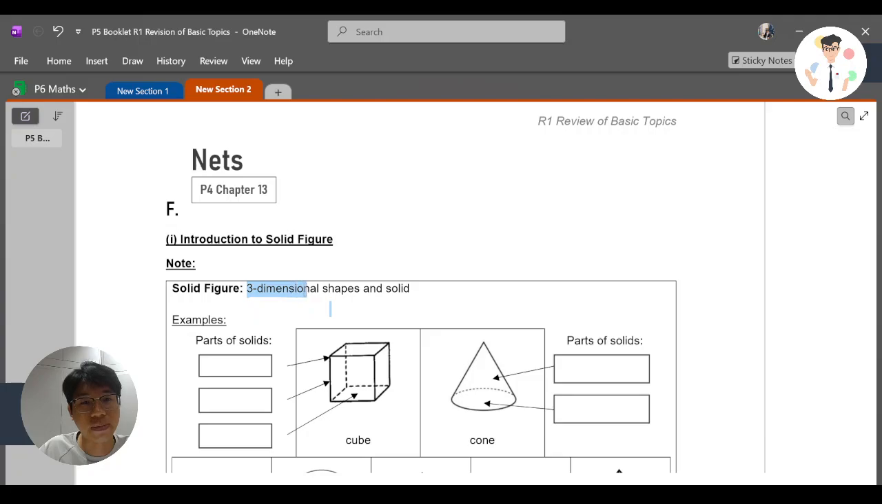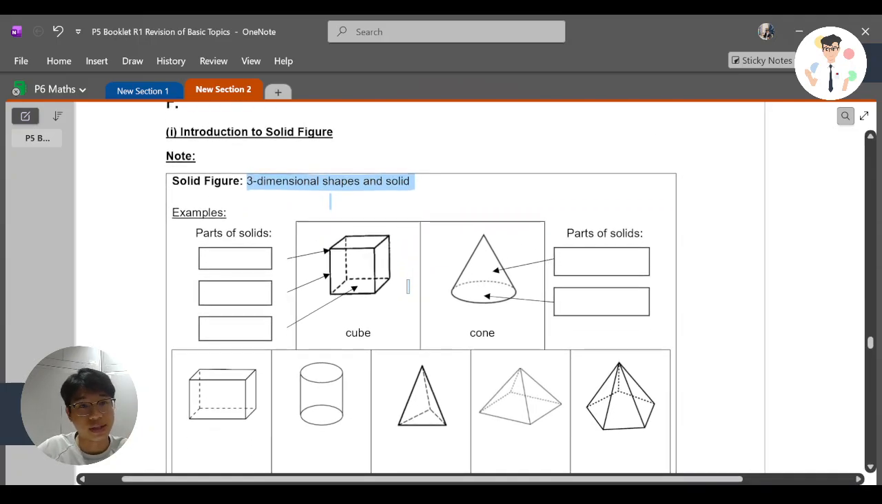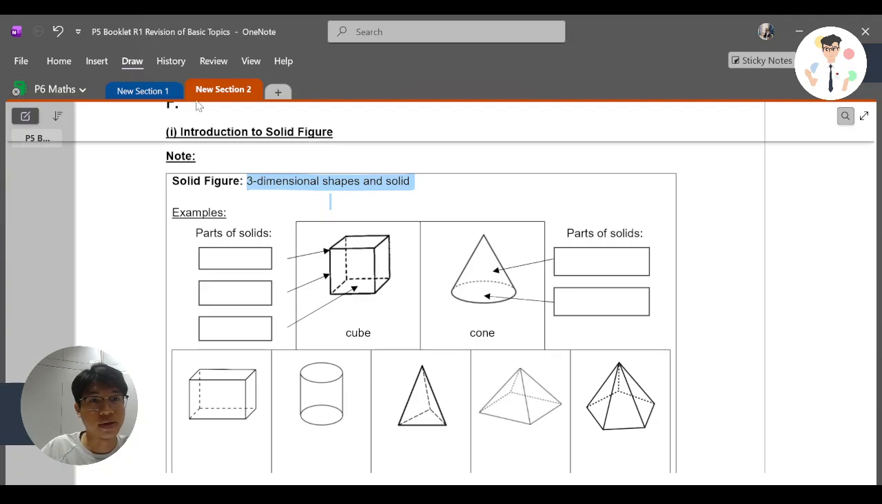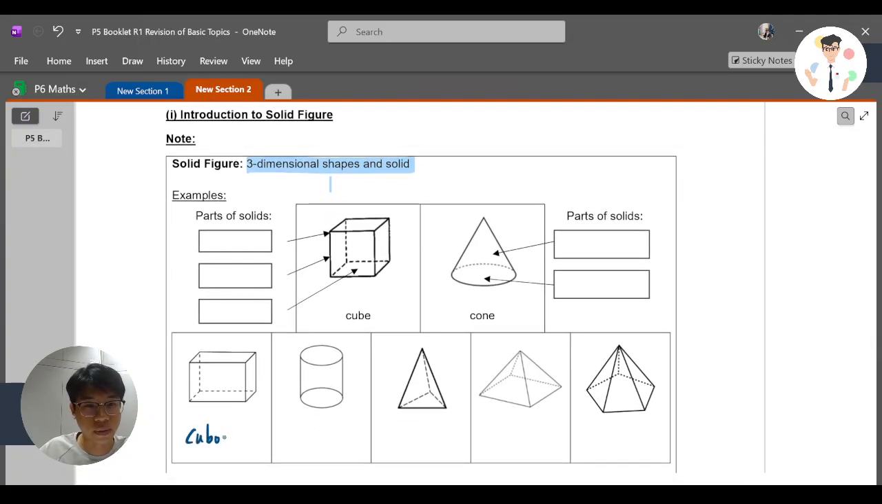is a three-dimensional shape, or a solid. So it's a three-dimensional shape, okay, or a solid. And some of the examples that you can see are like a cube or a cone, and some of the things maybe that you know is like a cuboid. This is a cuboid. This is like a cylinder. And these three are actually what?